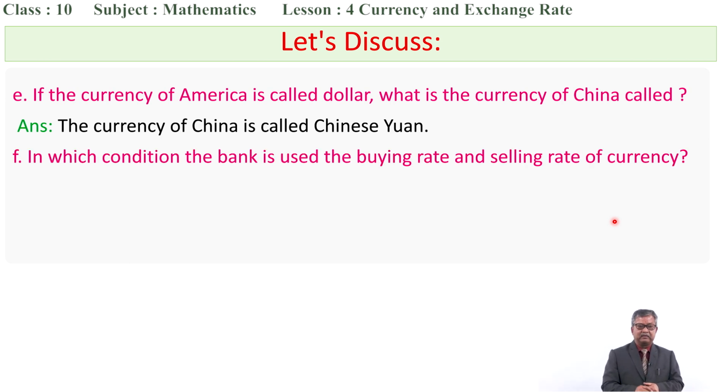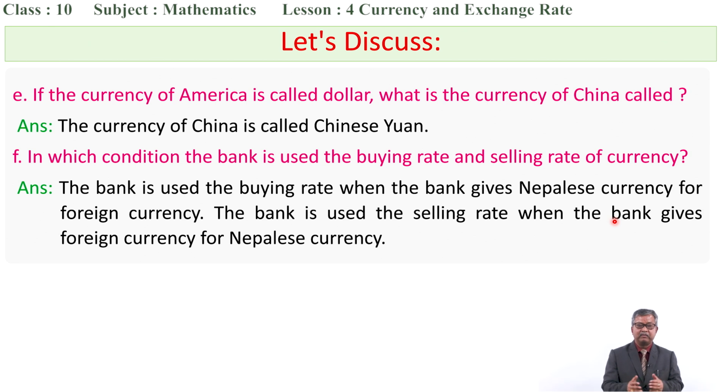In which condition does the bank use the buying rate and selling rate of currency? We discussed in the previous slide that there are two rates, the buying rate and the selling rate. So the bank uses the buying rate and also the selling rate. But in which condition does the bank use the buying rate and in which condition the selling rate? If the bank purchases foreign currency, then the bank uses the buying rate. If the bank sells foreign currency, then the bank uses the selling rate.